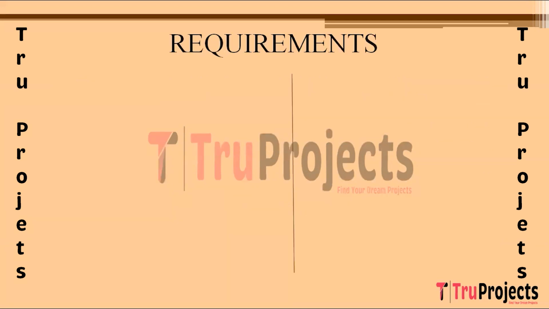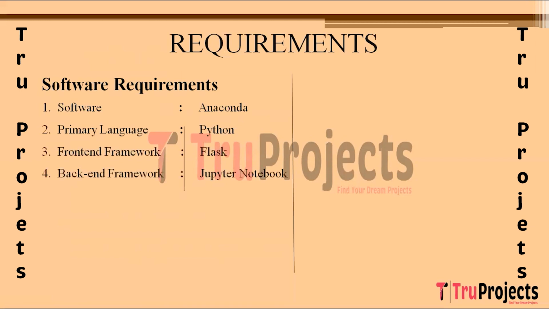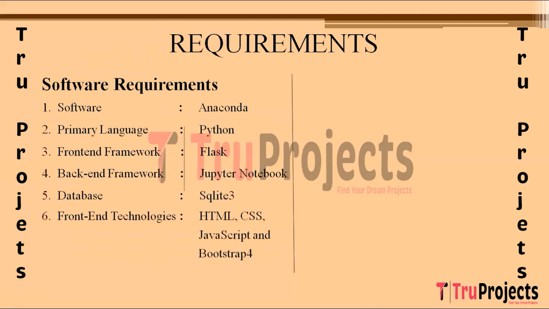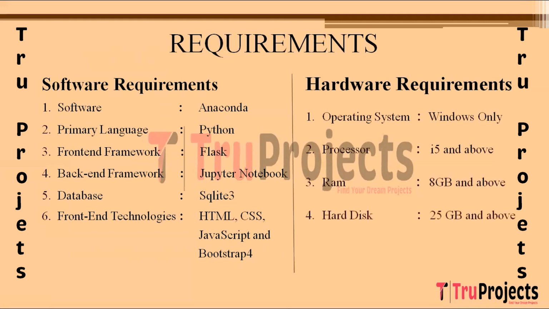Requirements needed to execute this project are software requirements. Software needed is Anaconda, primary language used is Python, front-end framework used is Flask, backend framework used is Jupyter Notebook, database used is SQLite 3, and front-end technologies used are HTML, CSS, JavaScript, and Bootstrap 4. Hardware requirements needed are operating system of Windows, processor of i5 and above, RAM of 8 GB and above, and hard disk of 25 GB and above.